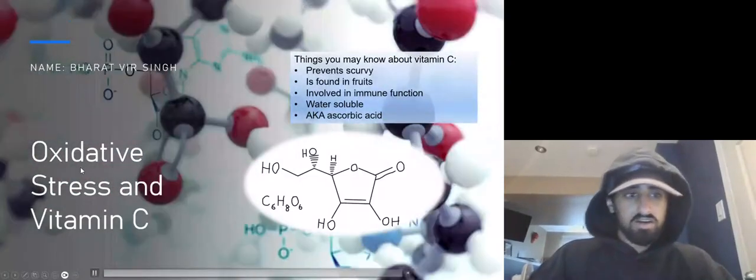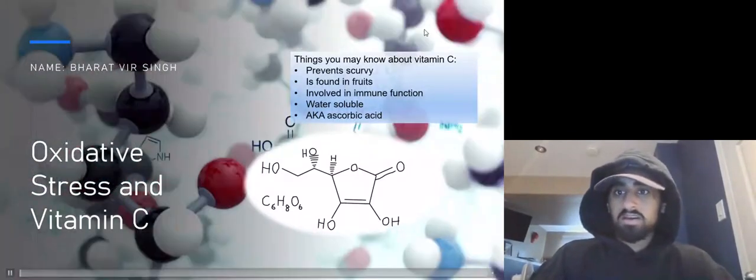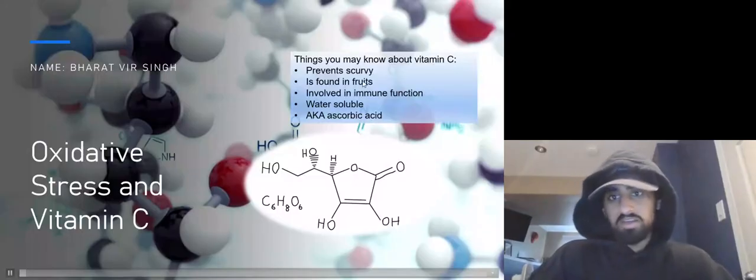Today we'll be looking at oxidative stress and vitamin C. Things you may already know about vitamin C are that it prevents scurvy, is found in citrus fruits, and is water soluble. This is the structure of vitamin C. It's also called ascorbic acid. It's C6H8O6.